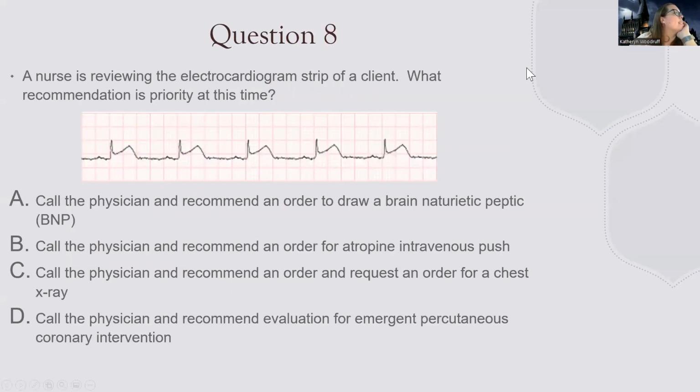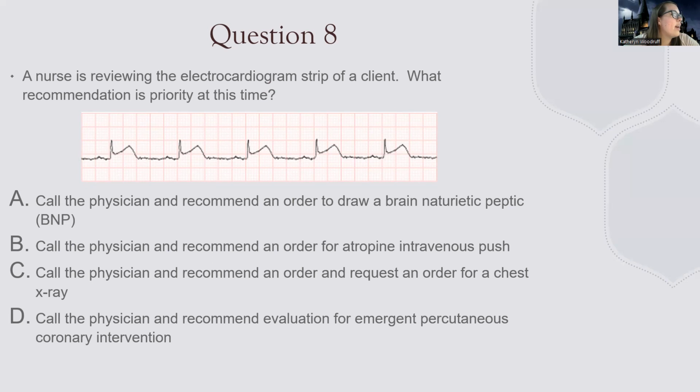Alrighty, last but not least, a nurse is reviewing the electrocardiogram strip of a client. What recommendation is priority at this time? So it's asking me, what am I going to call the doctor and recommend them to order? So it's effectively saying, can you identify what the problem is in this rhythm and what the solution is? And if I'm calling the physician, it may be something that's super serious. So first I have to look at this rhythm and what's off with it.